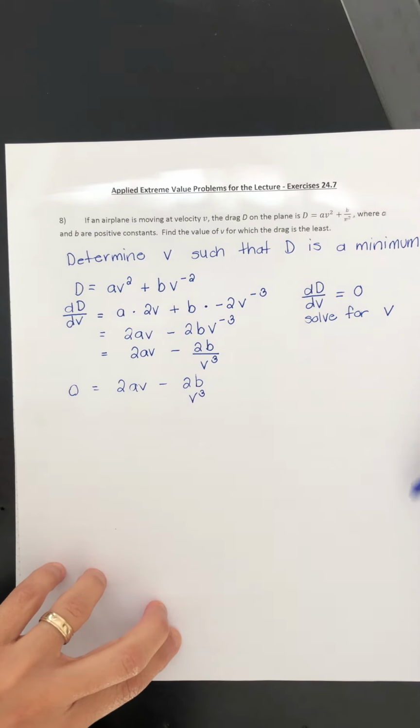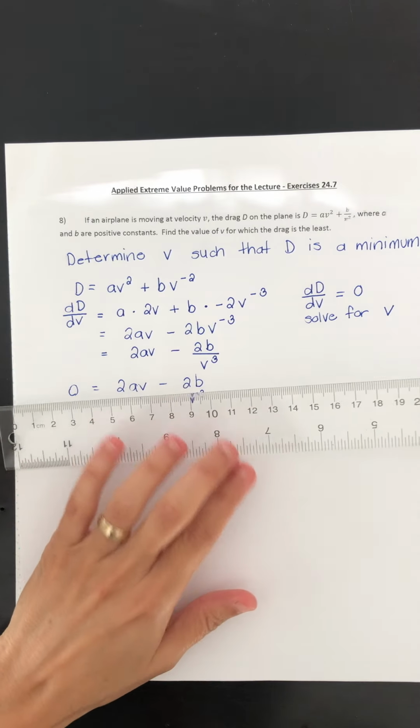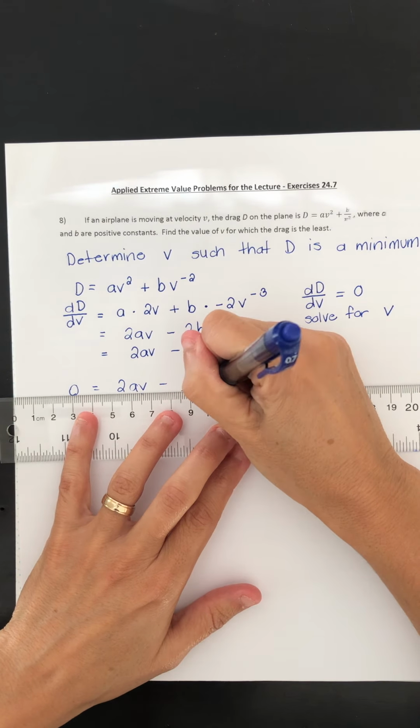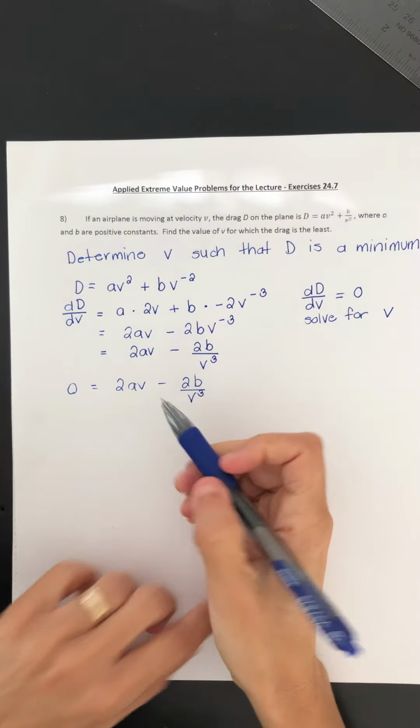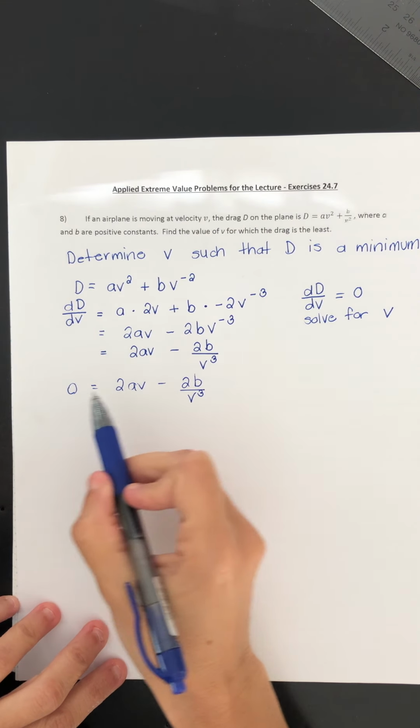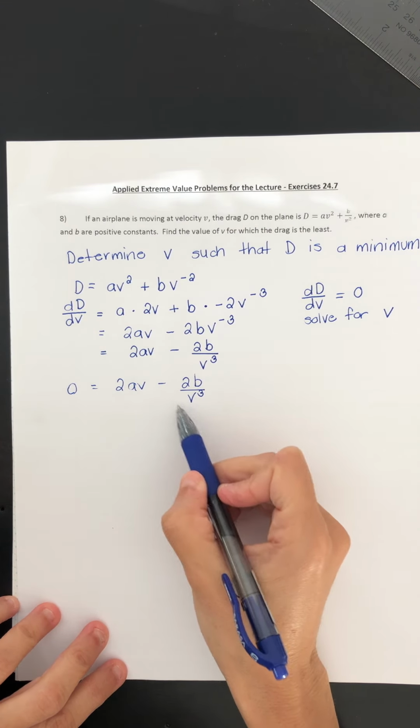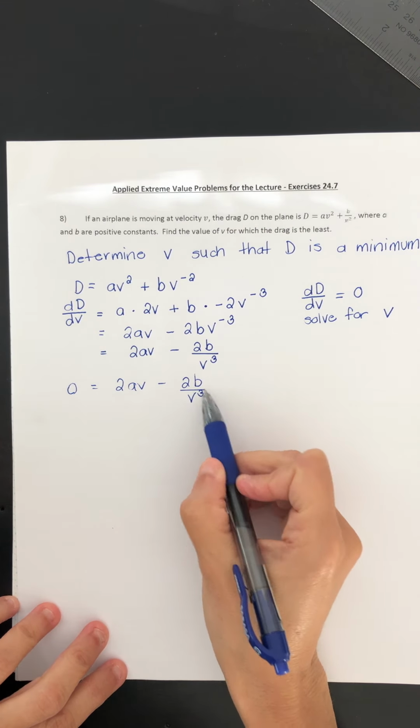To solve for the velocity here, a little trick we can use, now that we have the left side equal to 0, is to multiply all terms through by v cubed, the denominator. And this will get rid of the denominator. So this will stay 0. This will be 2av to the 4, and this will just be 2b. So we multiplied all terms by v cubed. And now we're trying to solve for v, so we'll isolate it.